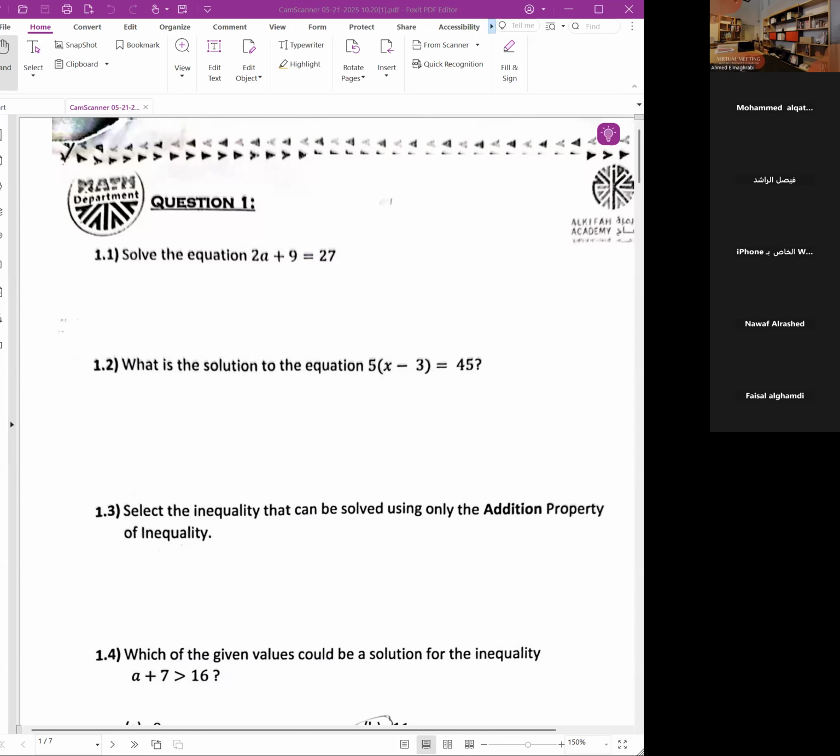Let us start today our second part of our revision for the final exam. So all of you, please concentrate, focus, and let us start.